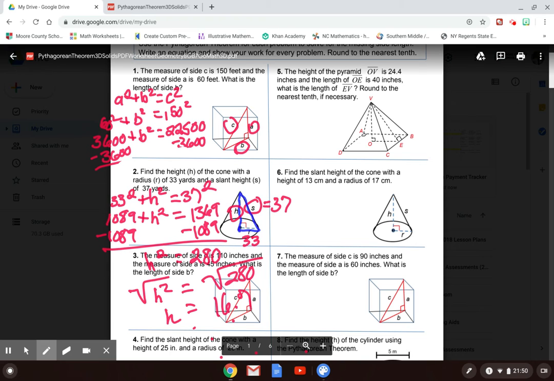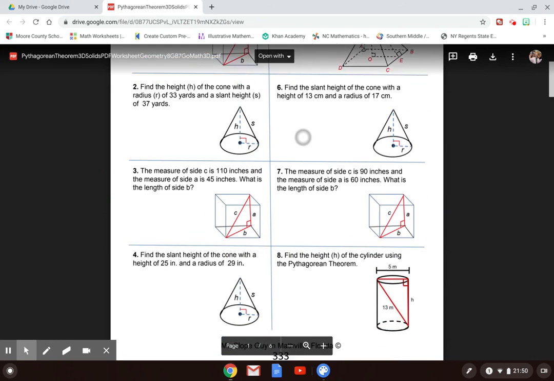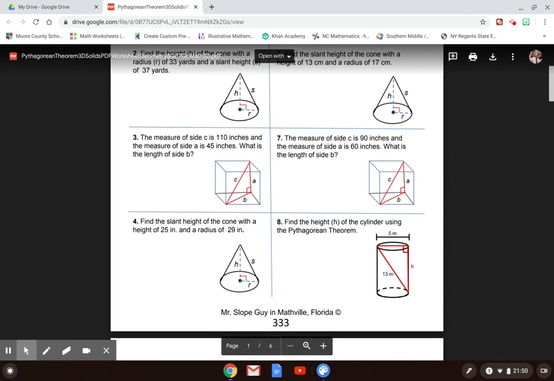All right, so let's move on and we'll do number 3 together, and then that's all for today. You can go to this on your own and see me on Google Meet if you need additional help. For number 3, it says the measure of side C, the hypotenuse, is going to be 110. And the measure of side A is 45. So what is the measure of side B? Again, I'm looking for a leg. So I'll say 45 squared plus B squared equals 110 squared.